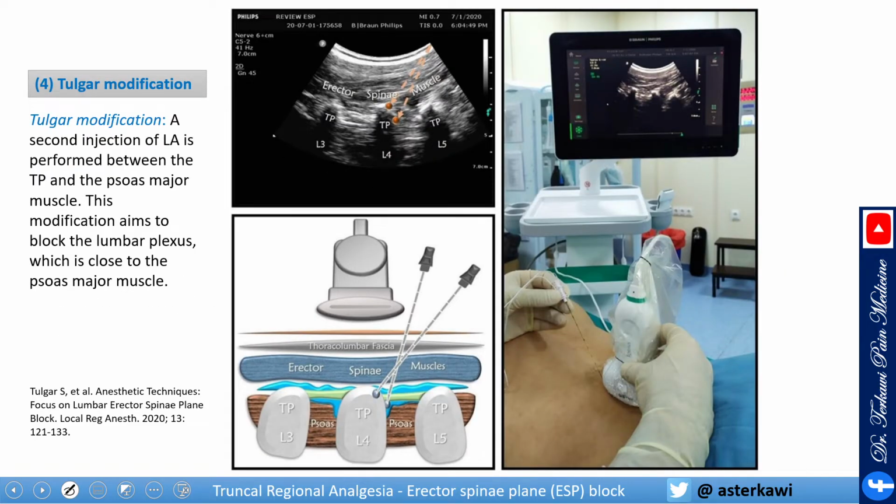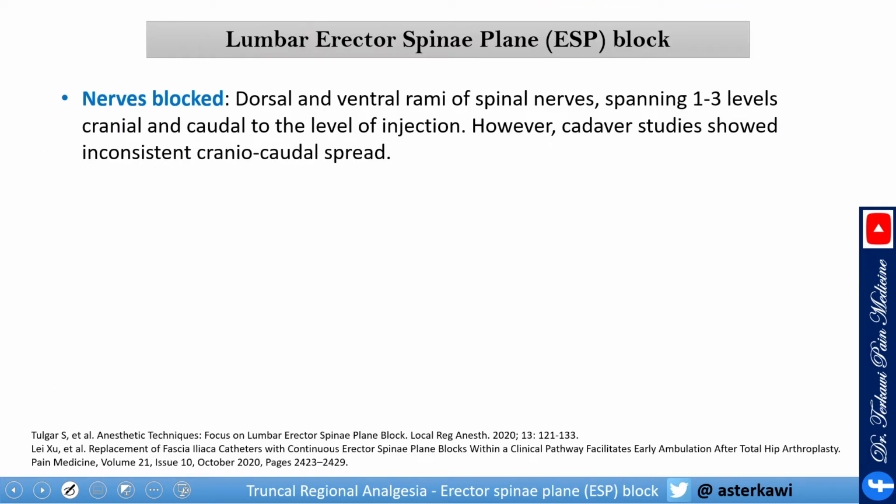The last approach is the Tolgar modification, which basically it's the parasagittal plus, which is here, that we know that, plus a second injection that goes deeper between the transverse process and the psoas major muscle. And the idea by doing that, you can cover the lumbar plexus. So it's 2 in 1 if you wish. The nerves that are blocked, the dorsal and ventral rami of the spinal nerves, spanning 1 to 2 levels cranial and caudal to the level of injection.